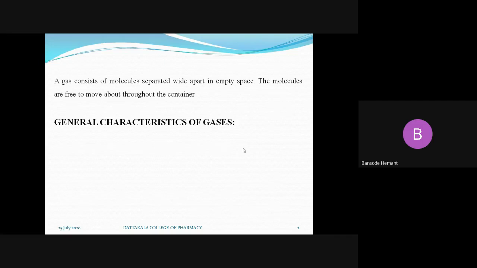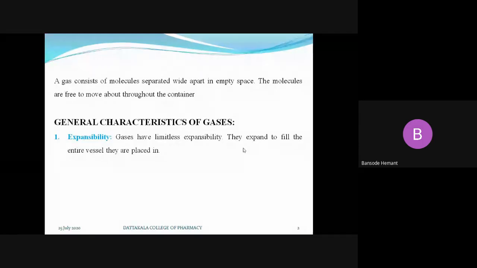So how can we characterize gases, or how can we measure or determine the properties of gases? Whenever we talk about gases, generally we talk about their volume, temperature, pressure, and number of moles. In the last lecture also we comparatively discussed the properties of solids, liquids, and gases. Out of that, expansibility is one of the characteristic properties shown by gaseous molecules.